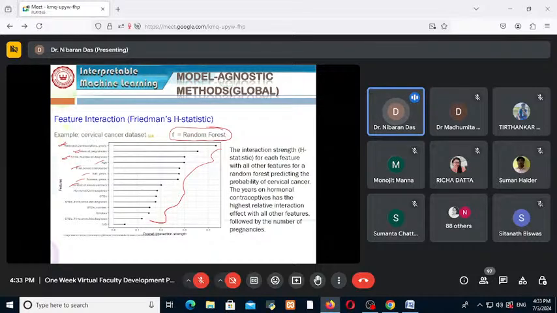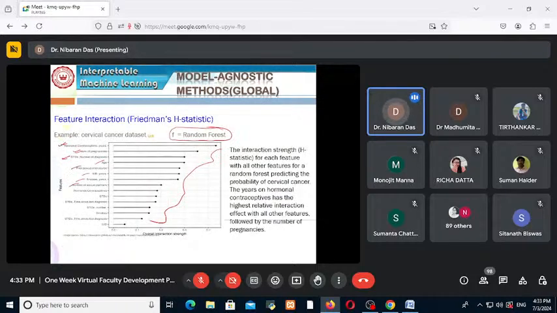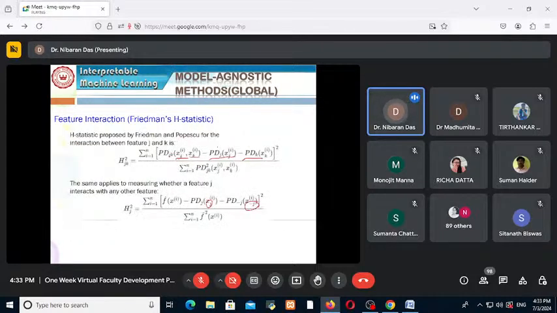So this shows the interaction strength of each feature with all other features for a random forest predicting the probability of cervical cancer. The years on hormonal contraceptives have the highest relative interaction effect with all other features, followed by the number of pregnancies. Now, feature interaction for many statistics. Here is two-way interaction; the previous cases were single interaction.